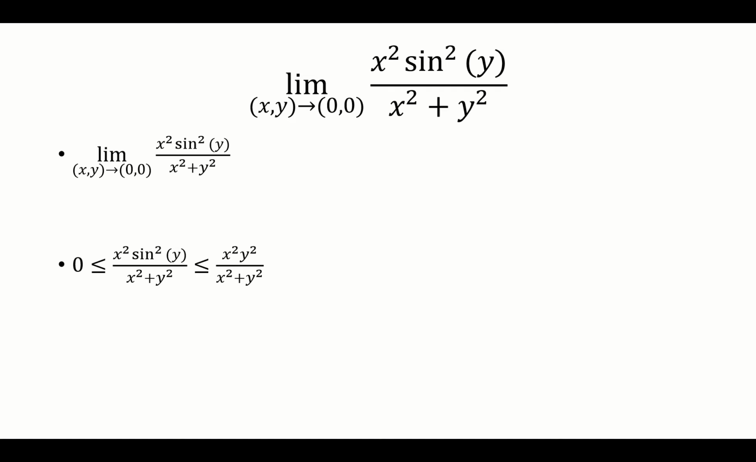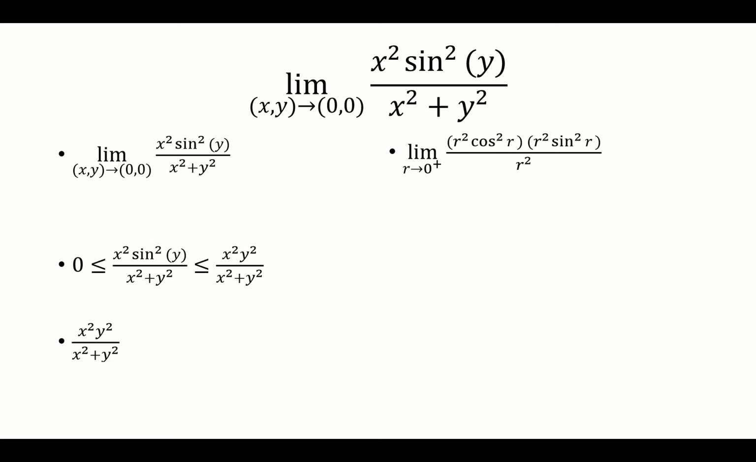So we just need to solve for the limit of x squared y squared over x squared plus y squared. And for that, we're going to use polar. We're going to convert it to polar. And x and y approaching 0, 0 just turns into r approaching 0 from the right.